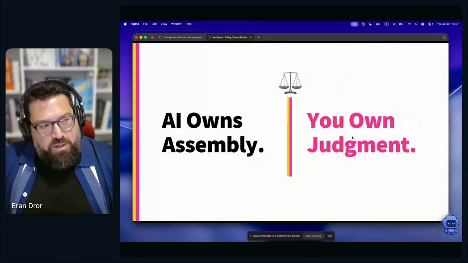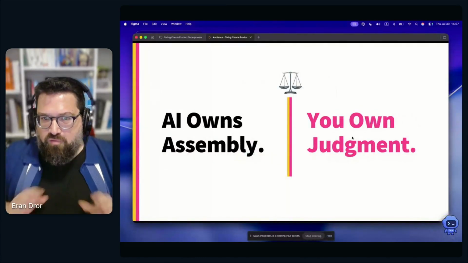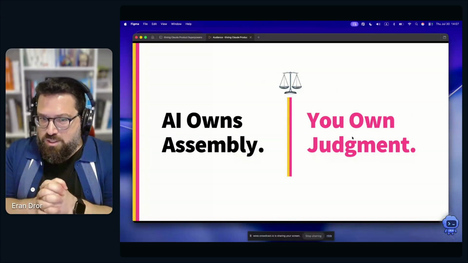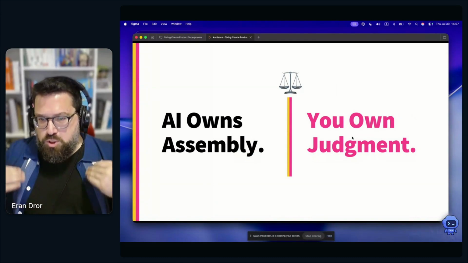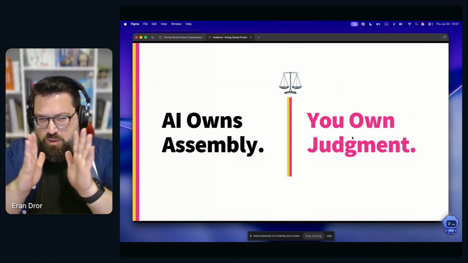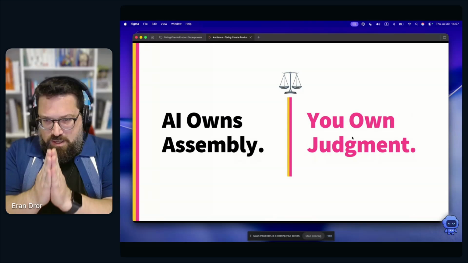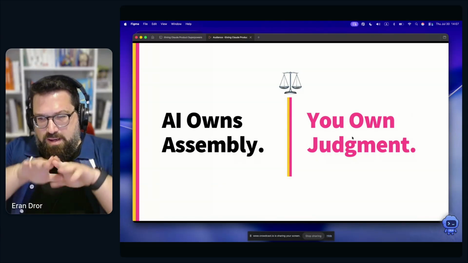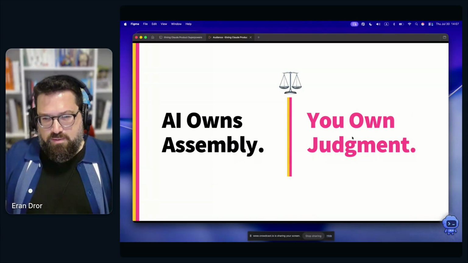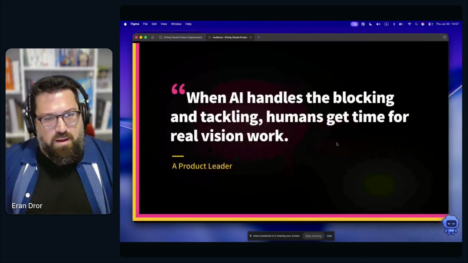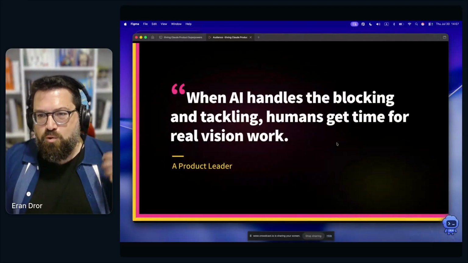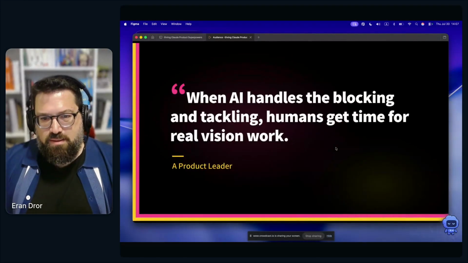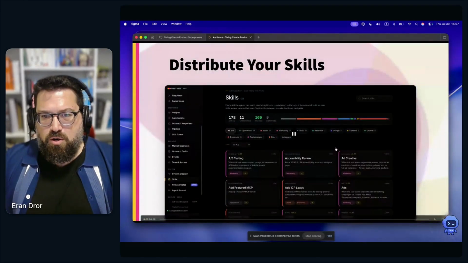So can Claude become a true collaborator? I think the key recommendation for me is that the human owns the judgment. As much as you can, isolate the moment of taste and judgment and decision and let the agent do all the rest, the better. And here's a quote: AI handles the blocking and tackling, humans get time for real vision work. That's another quote from a coworker.